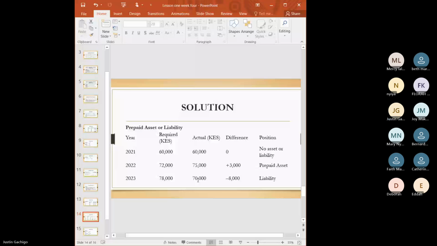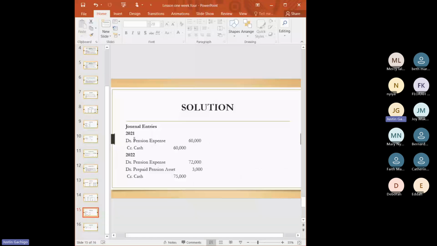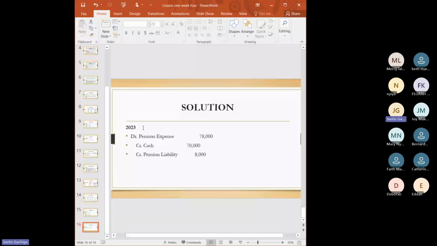And finally, for the journals, the first one, we debit expense with 60,000, credit cash. So no asset, no liability. The amount which was required and the one which was paid was equal. For 2022, pension expense, here we paid more. So the required one was 72. The prepaid was 3,000. The cash was 75. And finally, the expense, the required was 78. We paid 70, and therefore we have a liability of 8,000.